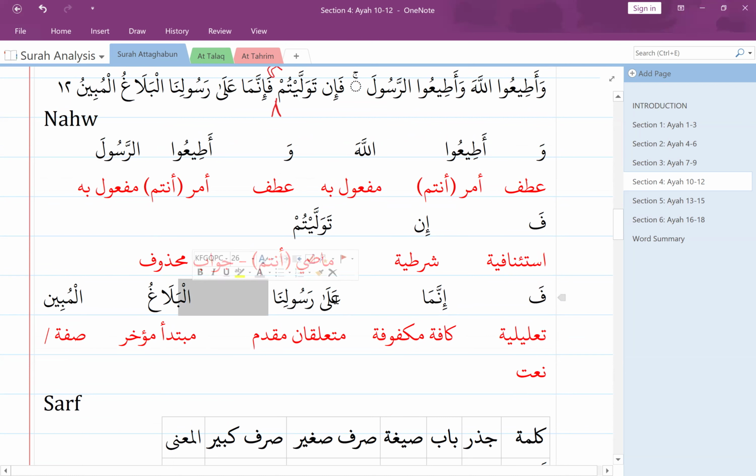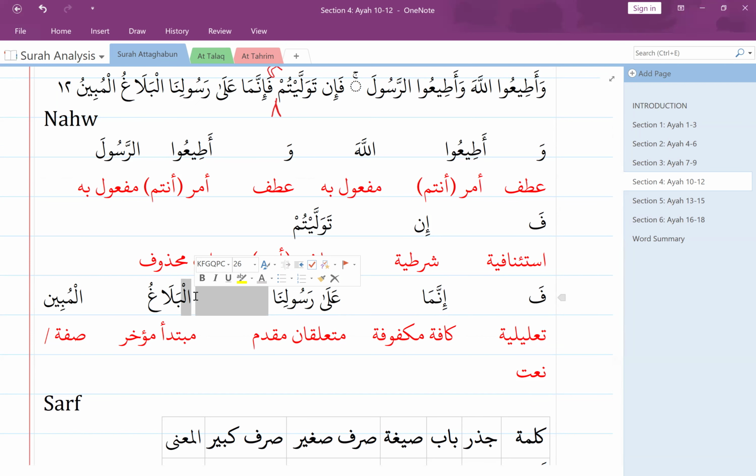When the mubtada comes after jar majroor, for example, li qalamun, I have a pen. The mubtada doesn't have al. Normally, when you have a mubtada coming after a jar majroor like this, the mubtada should not have al. But when it has al, then there's a special meaning. That's why we say muqaddam. There's ikhtisas, as in innama ala rasulina al-balagh.